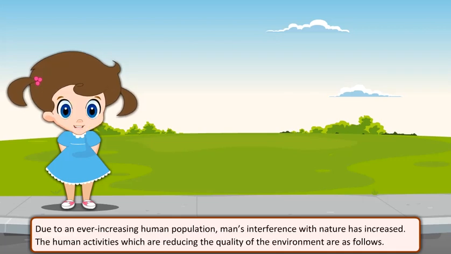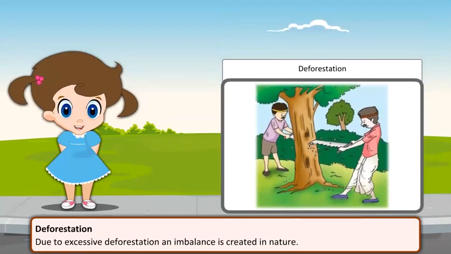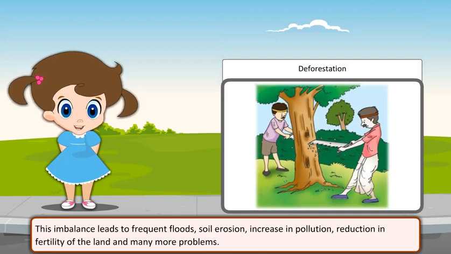Due to an ever-increasing human population, man's interference with nature has increased. The human activities which are reducing the quality of the environment are as follows. Deforestation. Due to excessive deforestation, an imbalance is created in nature. This imbalance leads to frequent floods, soil erosion, increase in pollution, reduction in fertility of the land, and many more problems.